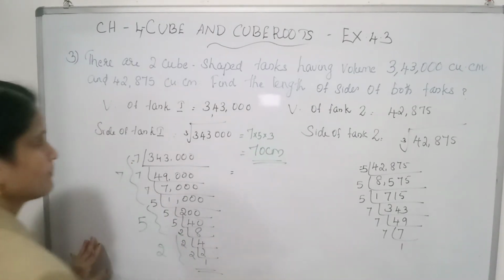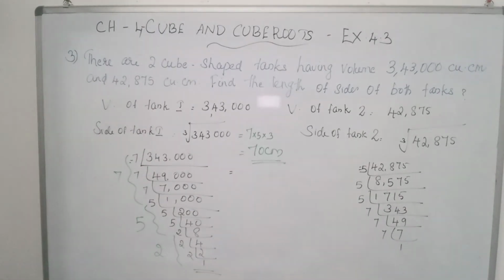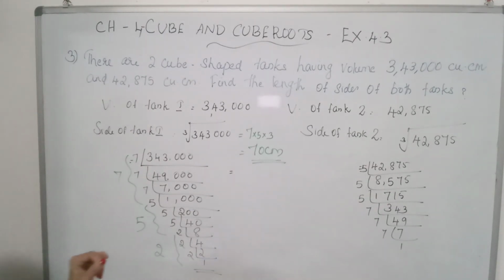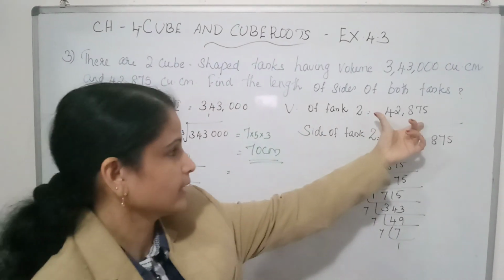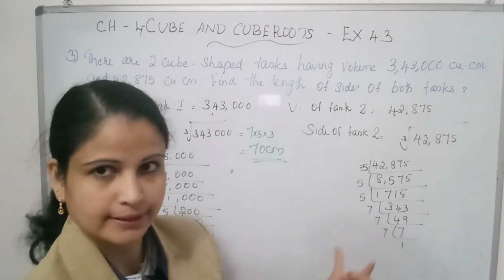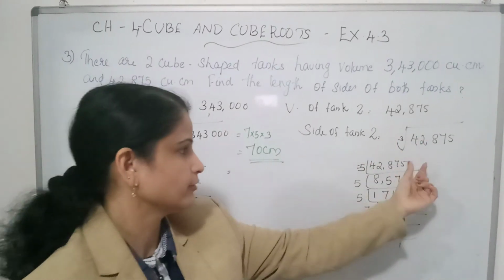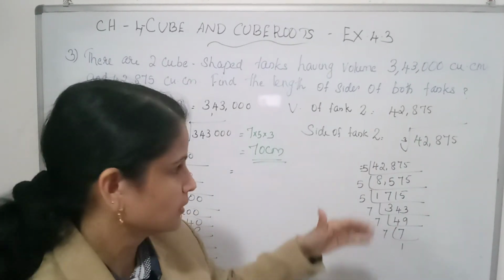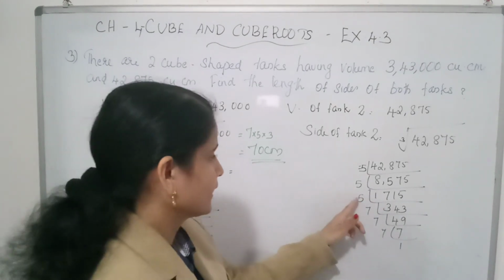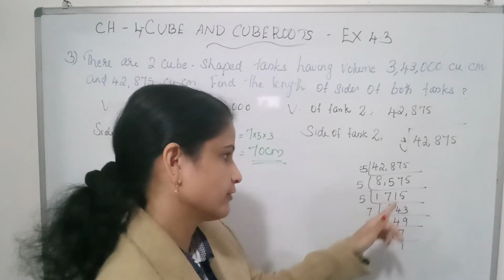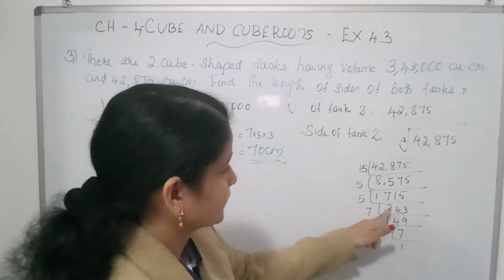So this is the side of the first tank, and to get the side of tank 2, you find the cube root of 42,875. So the ones place digit is 5. So divide this by 5, you will get 8,575, and again by 5 you will get 1,715, and again by 5 you will get 343.